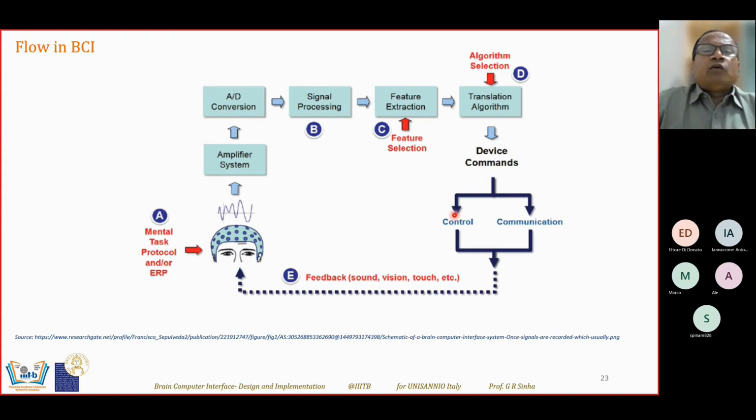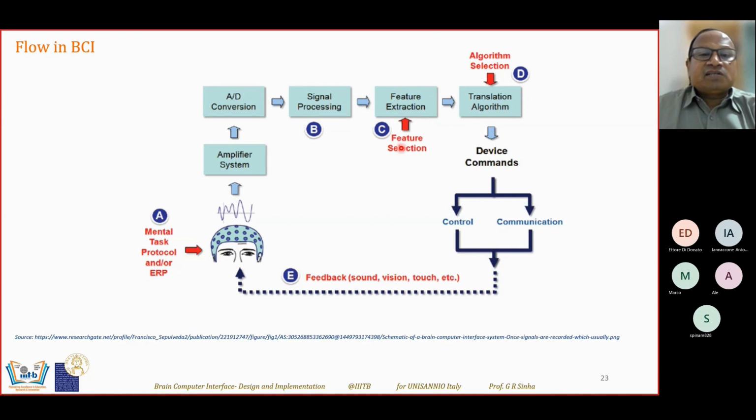So this is a general flow of work, which is not new for us. We have been talking about AD conversion, amplifier, mental task or a protocol or an ERP. So it goes to signal processing, feature extraction. You can also select the feature. If you remember, today I started with this only. So we have a specific work on feature selection and channel selection. So that I'm going to take up in the next lecture.